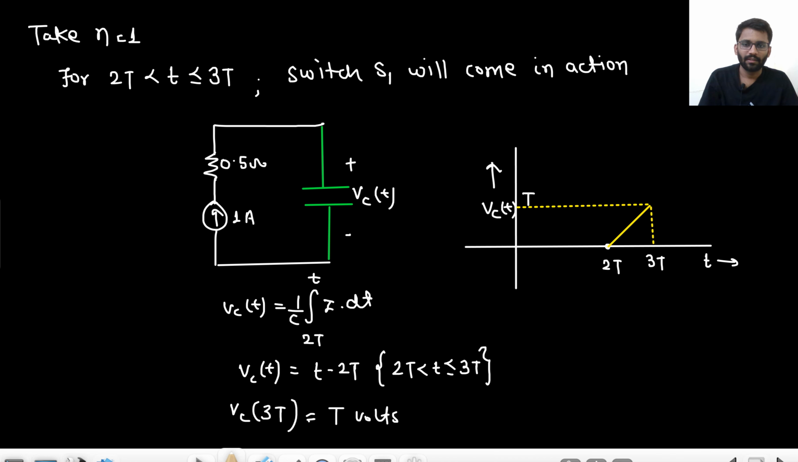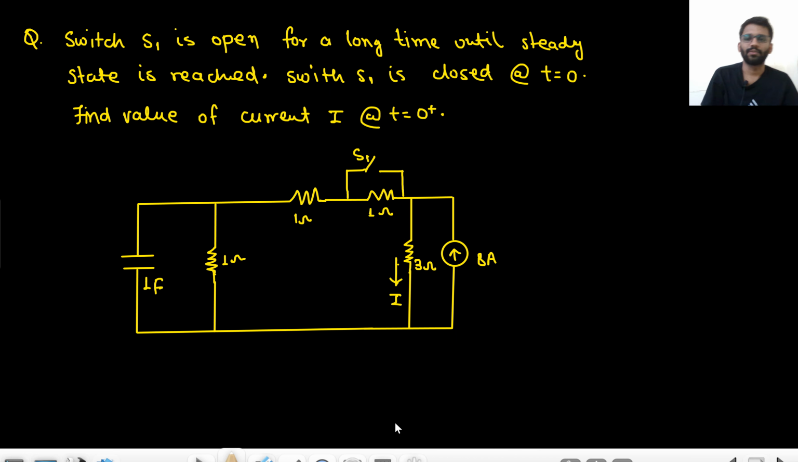So let's move on to the next question. This is also a very simple question. The switch is open for a long time until steady state is reached. Now the switch S1 is closed at t equals 0. You have to find the current at t equals 0 plus. This value we need to find at t equals 0 plus.